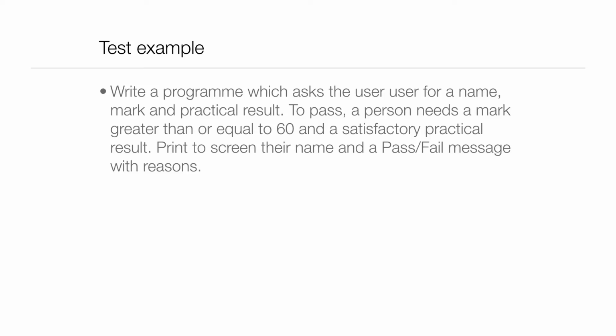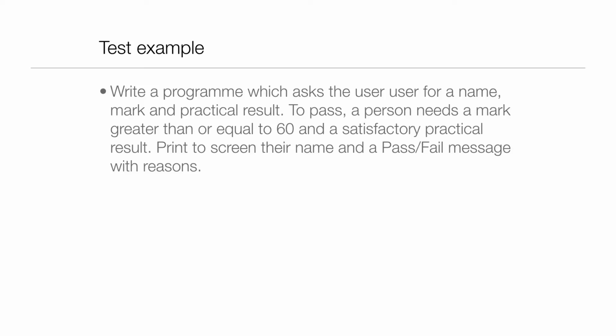So this problem is writing a program which asks the user for a name. I think I was supposed to put username in there, but anyway. They're asking for a name, mark, and prac result. To pass, the person needs a mark greater than or equal to 60 and a satisfactory prac result. Print to screen their name and a pass-fail message with reasons. That would be an example of an exercise that we're going to do in the next couple of weeks. Okay? That's the sort of problem you're going to do, and you're going to have to test this.